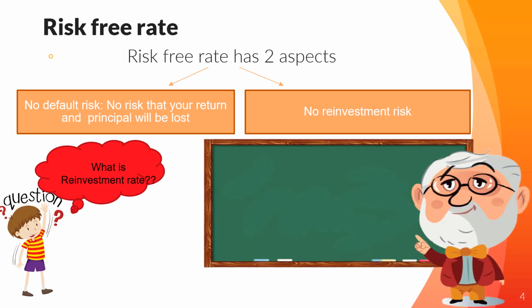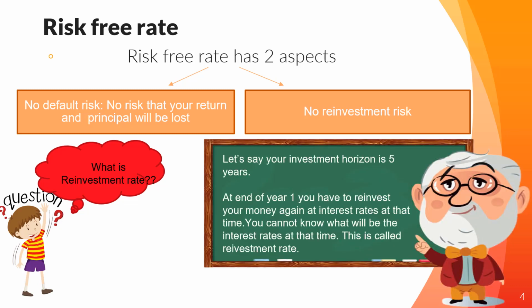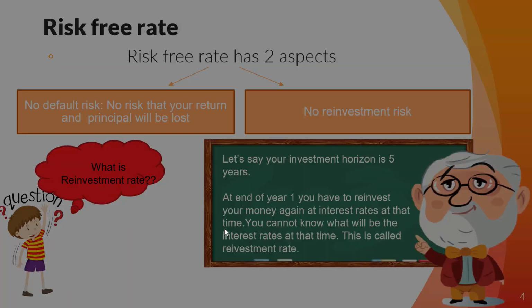So let's take an example. Let's say your investment horizon is 5 years. At the end of year 1, you have to reinvest your money again at interest rates at that time, that is after 1 year. Now you cannot possibly know what the interest rates will be at that time. It can be higher or lower than the time when you originally invested your money. Now this risk of not knowing the interest rate after year 1 is basically called reinvestment risk.